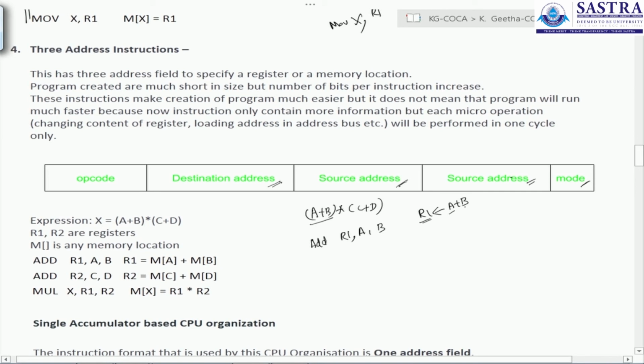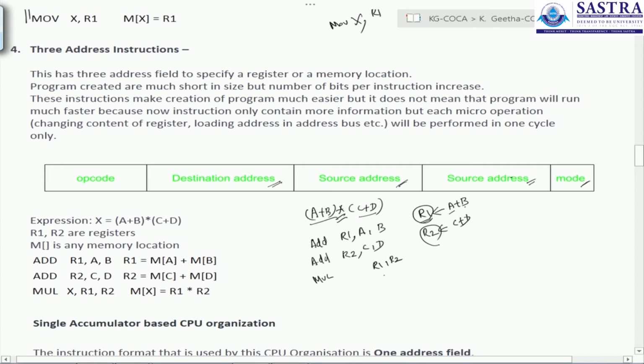After completing this, I have to refer to the second one. It is going to be another add C comma D, and it may refer to the second register R2. Now R2 will have the summation of C and D. After performing this, what should I do? I know one operand is in R1 and another operand is in R2. These two operands are now going to be connected with the star operator. So I will use mul. What is to be multiplied? I have to multiply R1 and R2, and so far we have seen that the result is stored again back in the source.